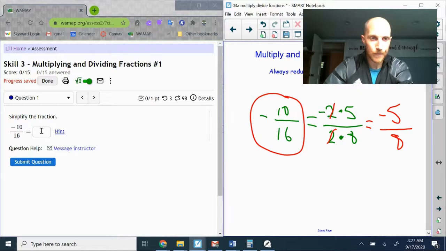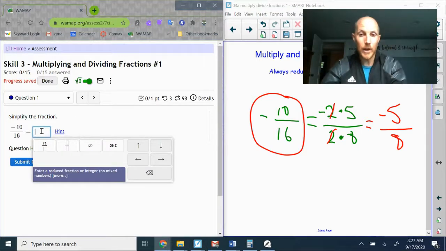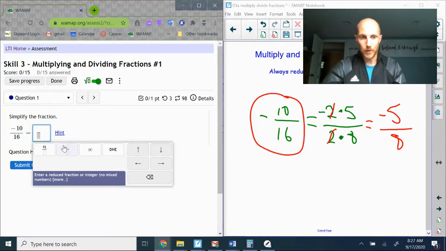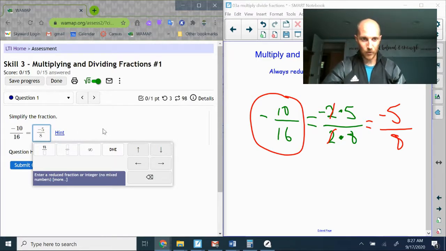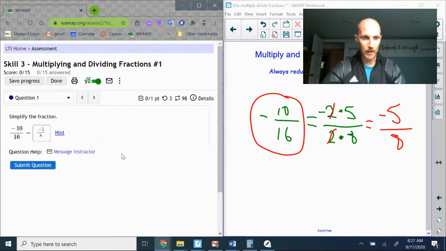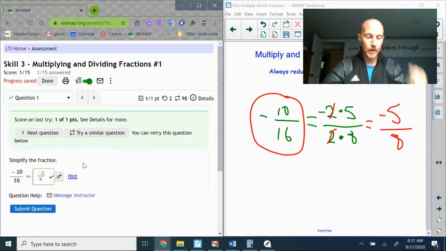Okay, so we have a negative sign that's going to go in there. Let's get this fraction typed. So the point is I could either type the negative sign first and then click on the little fraction icon in the toolbar, or I can click on the fraction icon first and then put the -5 on the top and the 8 on the bottom. Since I haven't finished typing this fraction yet, it says it's not a valid fraction. The syntax is incomplete. This means I haven't finished typing my answer yet. So once I get that 8 in there, that error message is going to go away. It's going to tell me, yeah, your formatting is fine. And now I can submit that question. Yay, got it right.